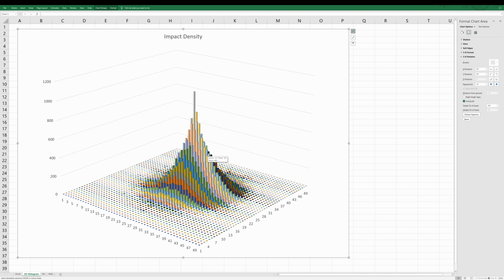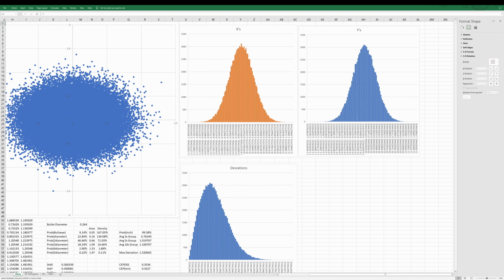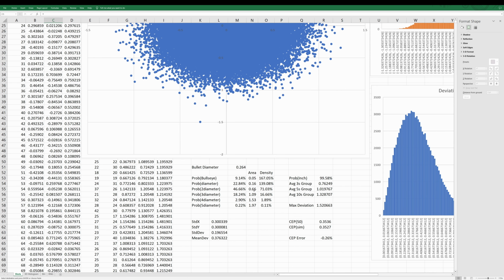which is the standard assumption in ballistics. So if I go back to my original data, I'll just show you a few more things that I have on this sheet. I will be uploading this Excel file so you can play around with it if you want. I don't mind sharing this. I just did a couple of tests.